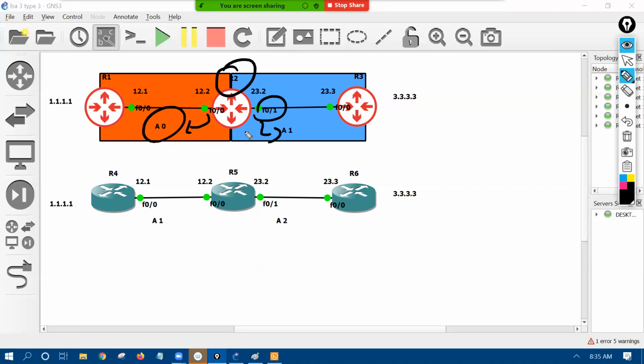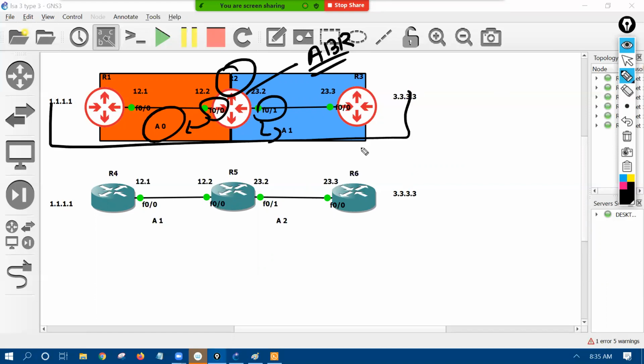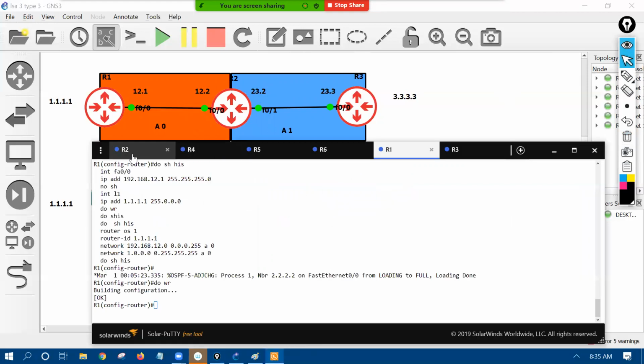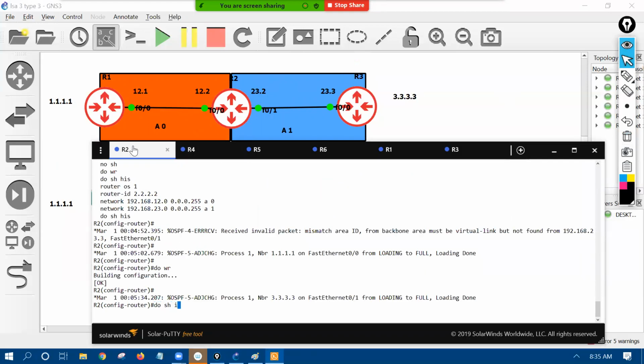But in this case also, what happened? One interface is present in the backbone area. So in this case, R2 will become the ABR router. And if R2 becomes the ABR router, we have communication between this guy and this guy. Have a look. Let's go to R2 and do show ip protocol.